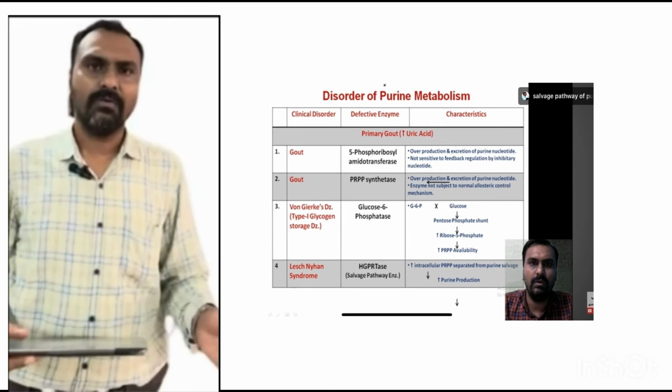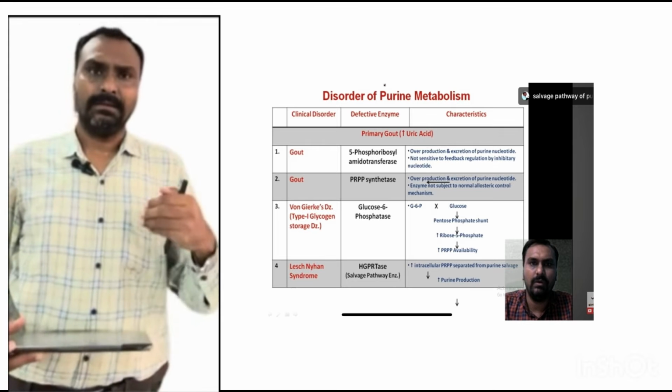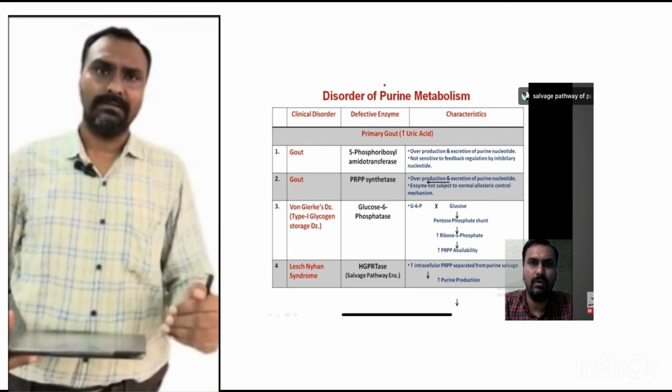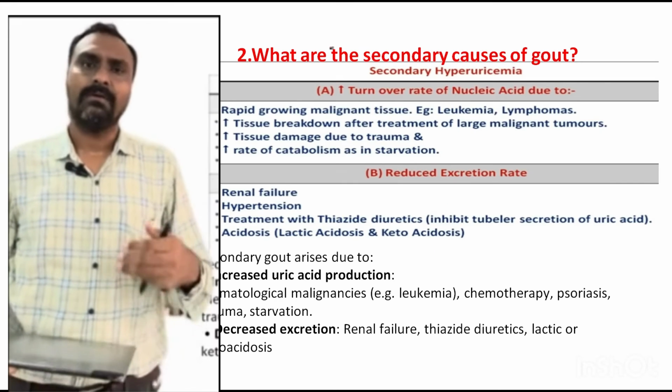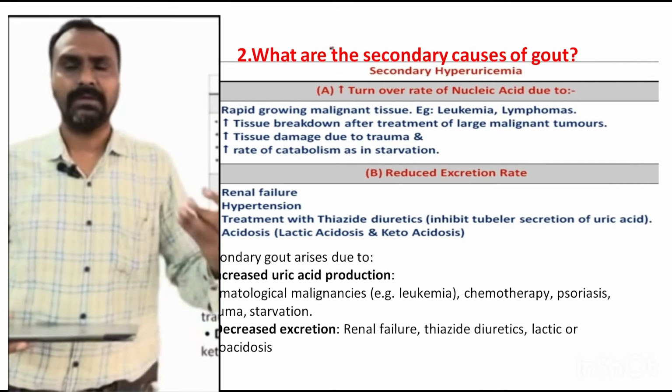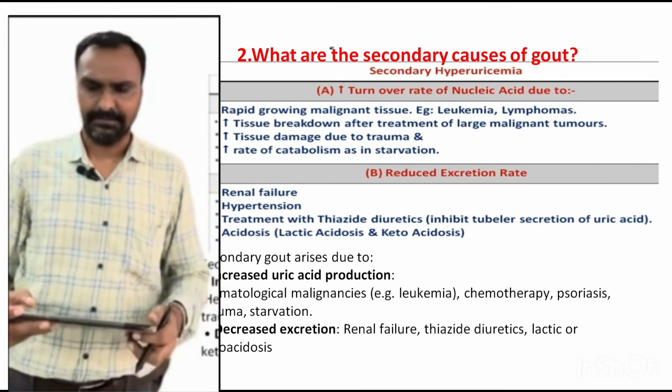That will be primary gout, where mainly either increased enzyme activity or deficiency of some enzymes, or that can be secondary causes of gout, where there will be either increased uric acid production or decreased uric acid excretion.